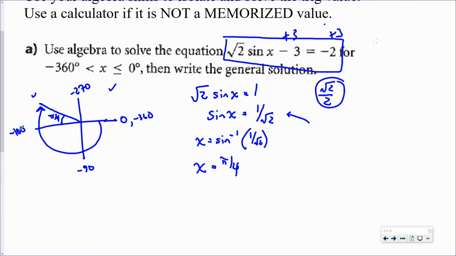Now I cleverly wrote everything in degrees, so I'm just going to rewrite this. This is negative pi. So I rotate negative pi units, and then because I'm going in a clockwise direction, I'm going to subtract pi over 4, which is the reference angle. So one of my answers is negative pi subtract pi over 4. Get a common denominator, and you will get negative 5 pi over 4.